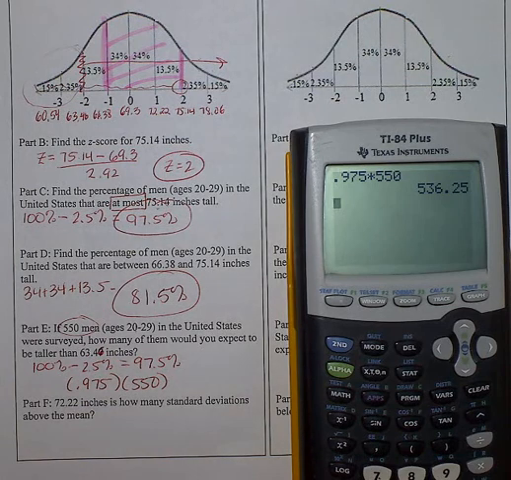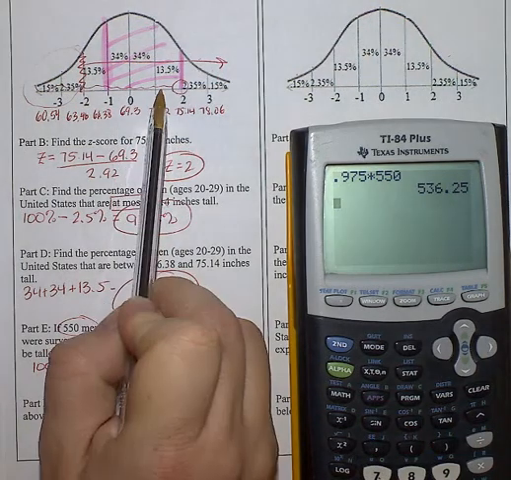And the last one is a pretty simple one. It says 72.22 inches is how many standard deviations above the mean? And it is 1 standard deviation above the mean.